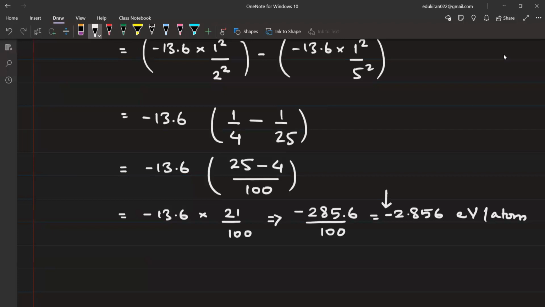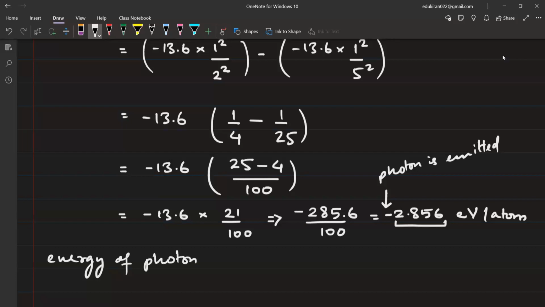Minus sign is signifying that a photon will be released. Photon will be emitted. If this was positive, then we would have said photon is absorbed. Now this photon which is emitted, it is having energy how much? Energy of photon emitted is equal to 2.856 electron volts. Is it clear?